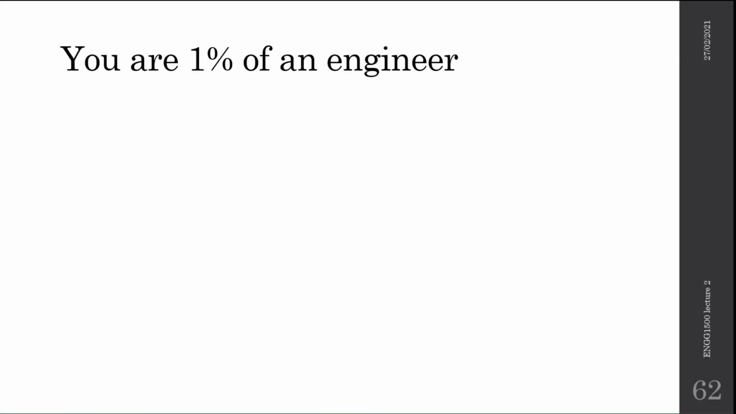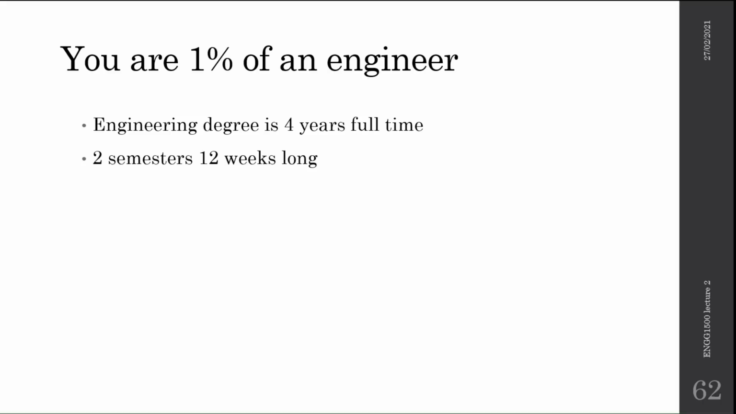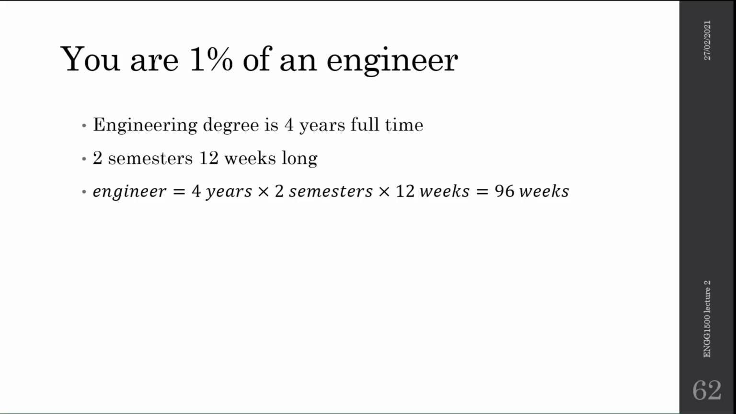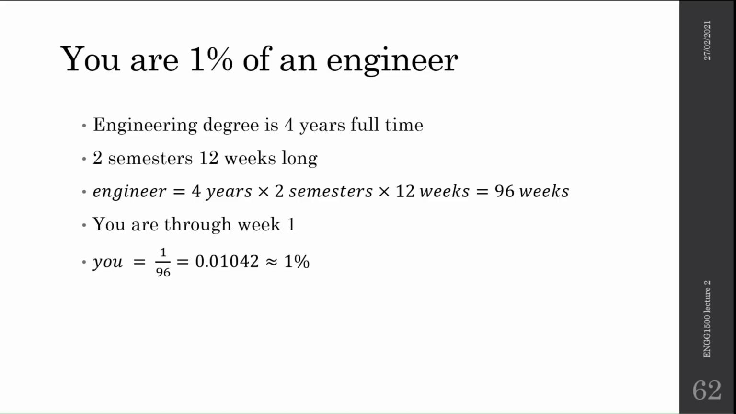I love this slide. You're 1% of an engineer. Okay, let's do some quick maths on a pretty dodgy model. An engineering degree is 4 years full time, 2 semesters a year, 12 weeks per semester, which means 4 years, 2 semesters, 12 weeks, 96 weeks of study at university is what it takes to make an engineer. You have gotten through week 1, which means you are 1/96th of the way through an engineering degree, which means you are just more than 1% of an engineer.